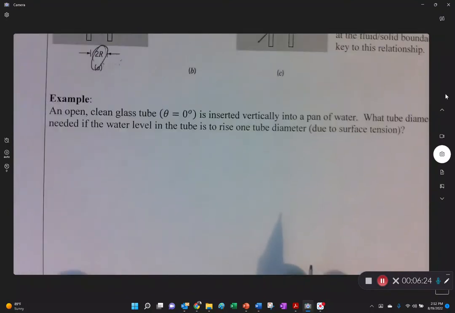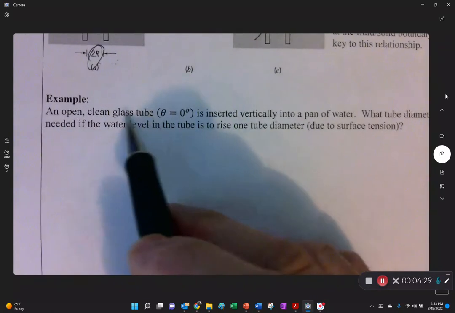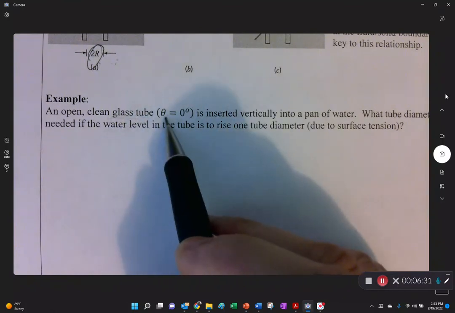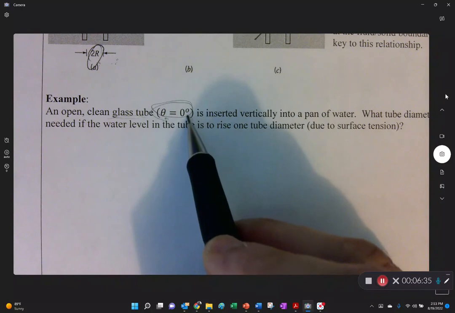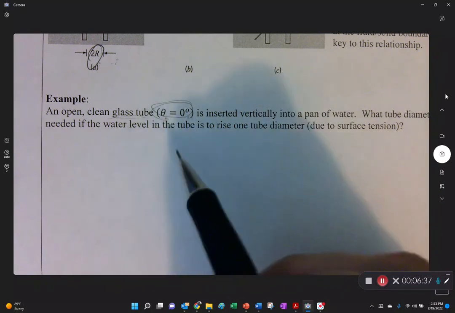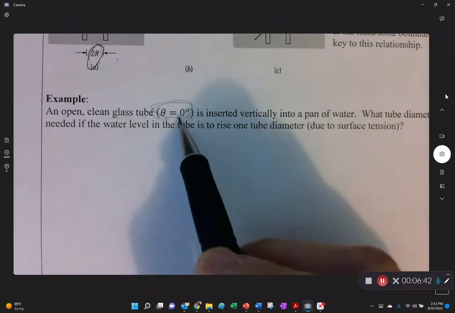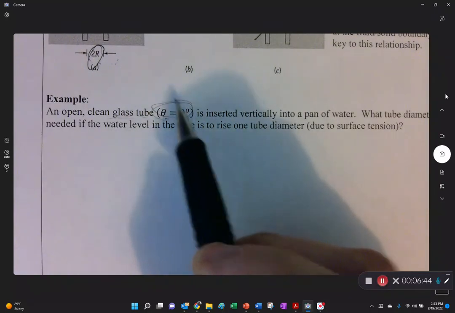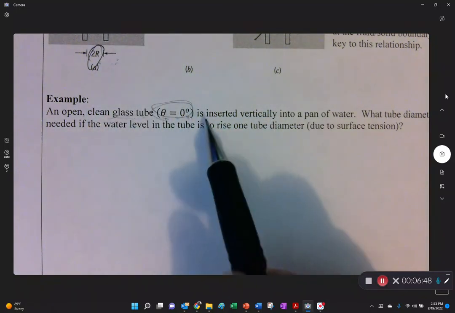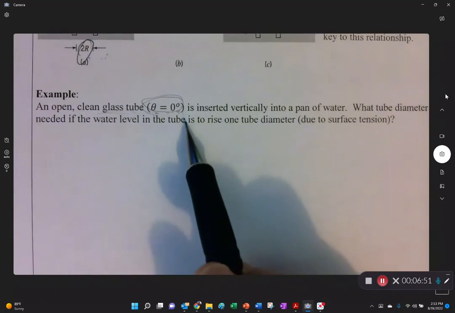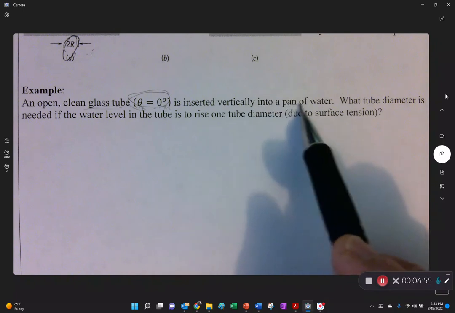So I have a quick example here, and they say an open clean glass, right? The glass being a clean tube gives us a theta equal to 0. Maybe I should have said that it has to be a clean glass. If it isn't clean, there isn't even a meniscus formed, because of the clean glass too. I have to assume that's a true statement. The tube is vertically inserted into a pan of water.